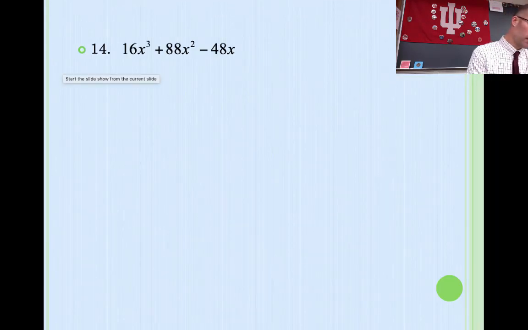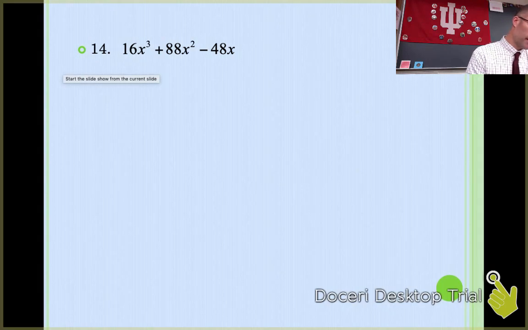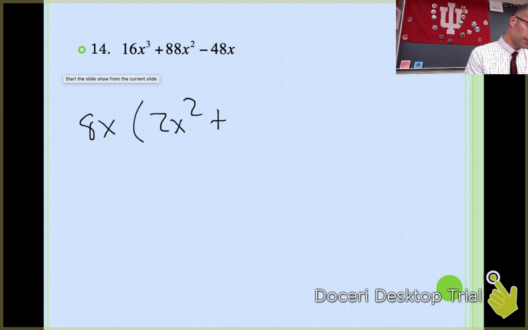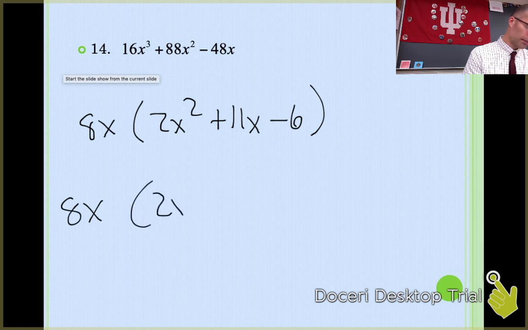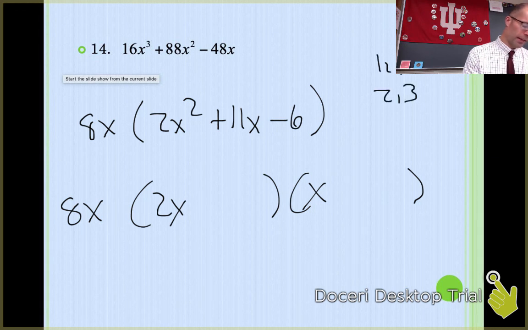All right, take a look at 14. We take out our GCF here. I can take out an 8x. So then I'm left with 2x squared plus 11x minus 6. All right, let's see if we can keep going. So I still have the 8x. I have a 2x here, 1x here. 6, well, you got 1 and 6, and you got 2 and 3. Remember, we want to get 11.